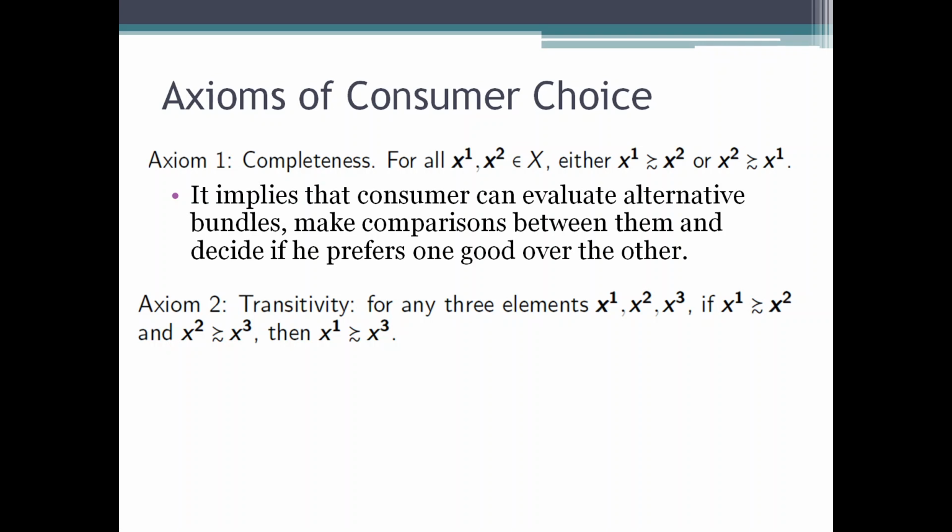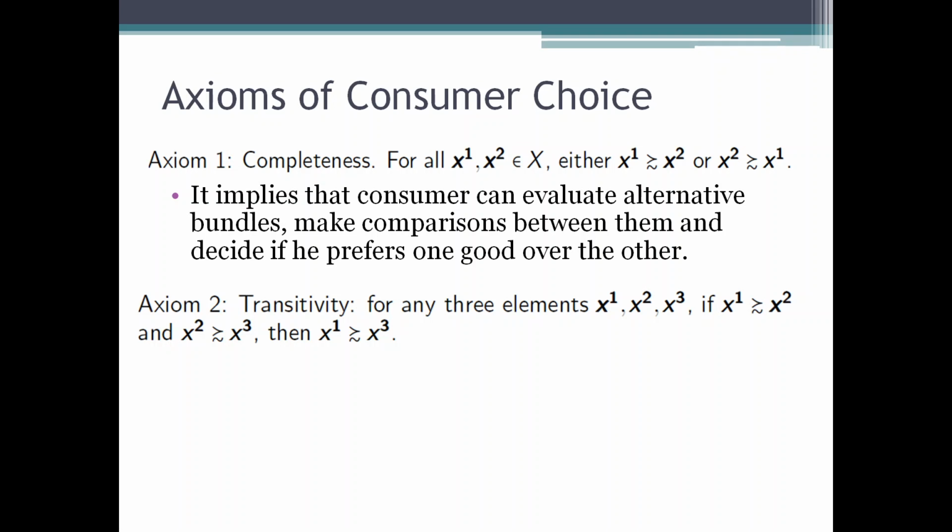The other axiom is transitivity. Once we say transitivity, this means that we need to have three elements to be able to grasp the definition of this axiom, or what this axiom implies. So just assume we have three consumption bundles, x1, x2, x3. If I tell you that x1 is at least as good as x2, and x2 is at least as good as x3, definitely this means that x1 is at least as good as x3.